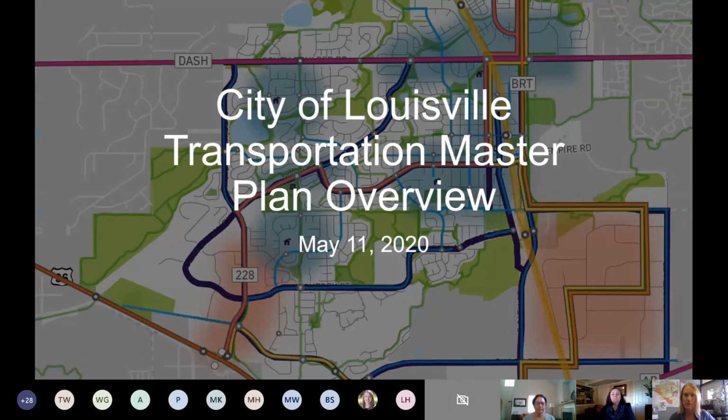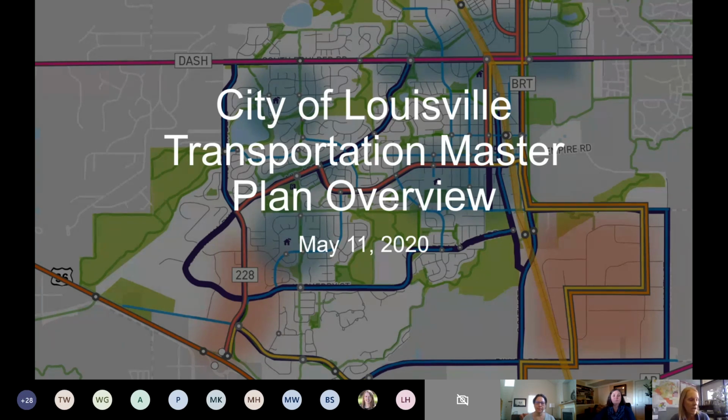Great. Okay, wonderful. All right, well, this is Megan Davis. I'm with the City of Louisville, and I really appreciate everyone being here today and giving us the chance to talk a little bit about our transportation master plan. I have quite a few slides here, but I'm going to zip through some of them a little more quickly and just try to focus on what may be most relevant to the conversation today.